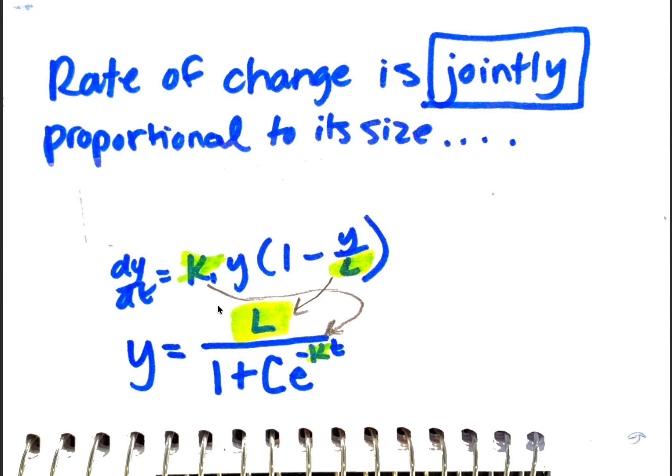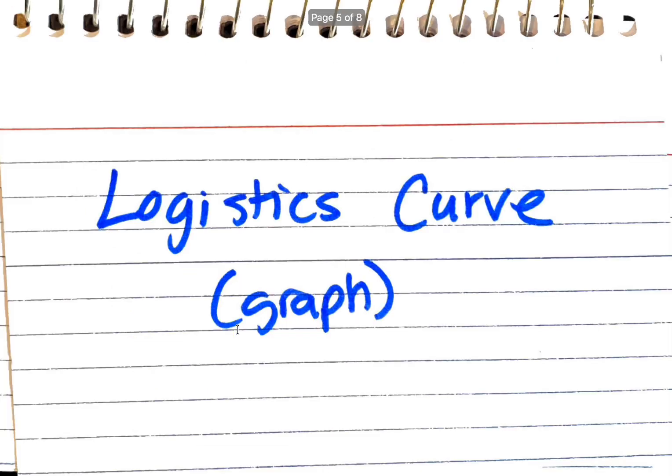And we can also reshape it into this form, which is y equal to L over 1 plus C times e to the negative kt. And notice that the k that I've shaded in yellow is the same, and the L that I've highlighted in yellow is also the same.